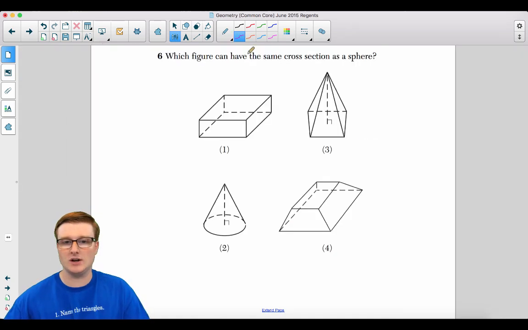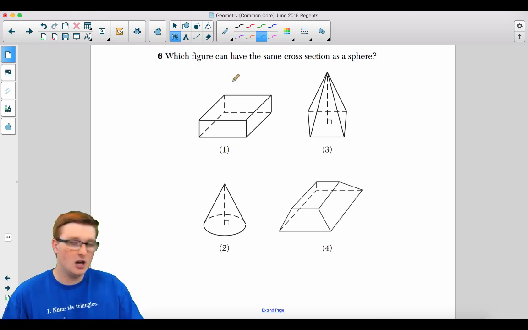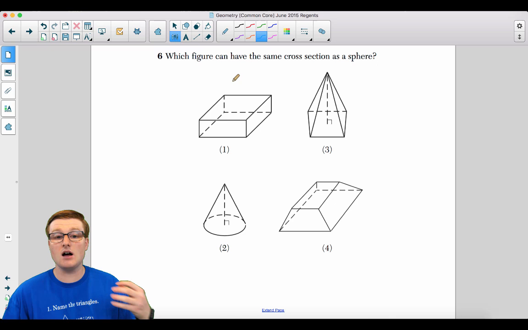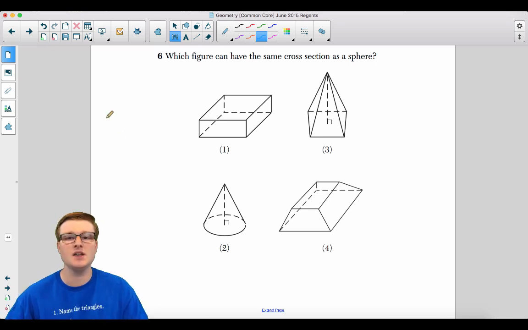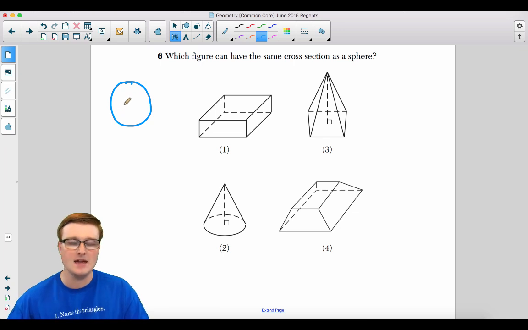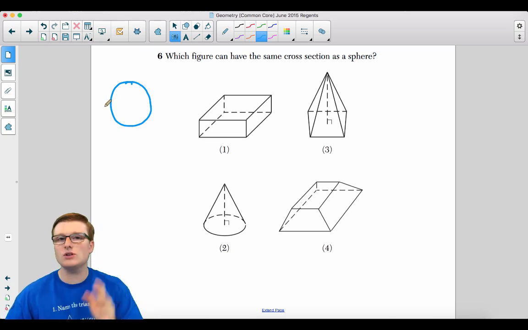All right, moving on to the next question. Number 6. Which figure can have the same cross-section as a sphere? You're looking for the figure that if we slice it anywhere, it's going to create the cross-section the same as a sphere. Well, remember that a sphere is just a fancy term for a ball. If you cut a ball up and down, side to side, on a diagonal, it's going to create a circular cross-section.